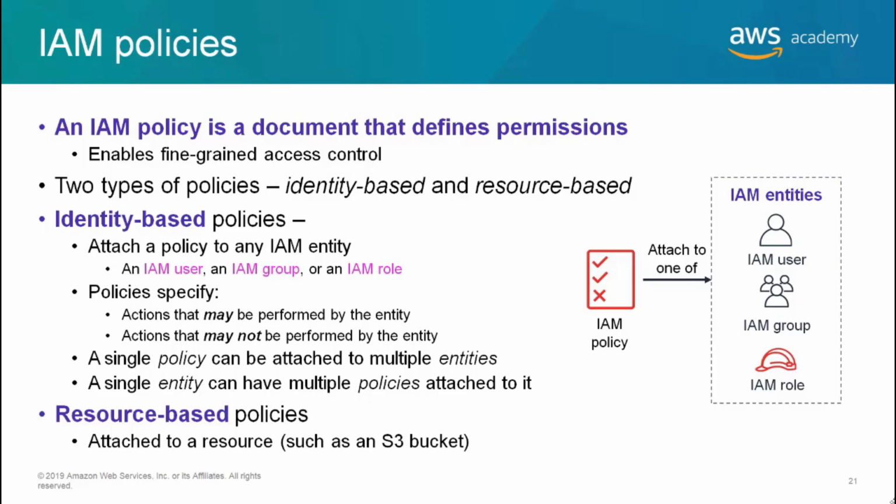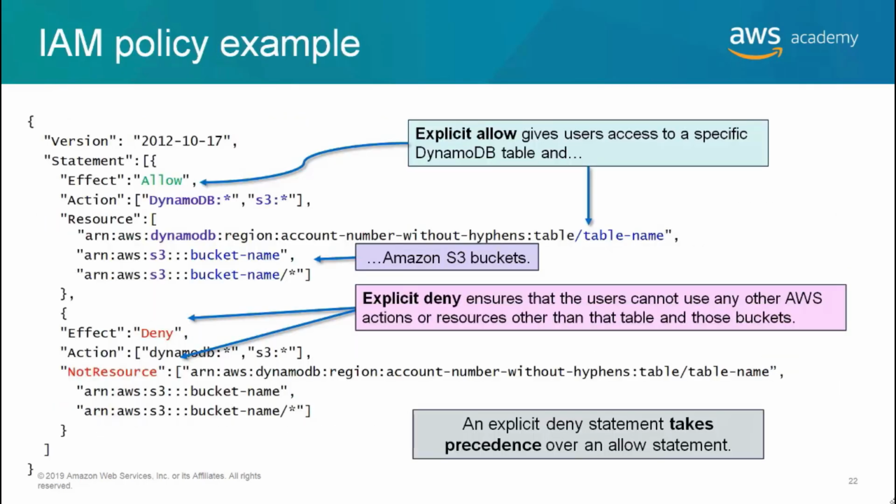And when you come to resource-based policies, you are attaching to a resource. For example, if we attach a policy to an S3 bucket, then all those people, maybe the entities, can access these resources. So these are the two different types: identity-based policies and resource-based policies.